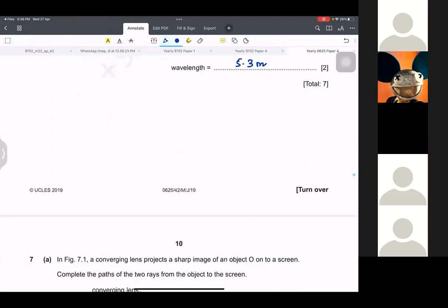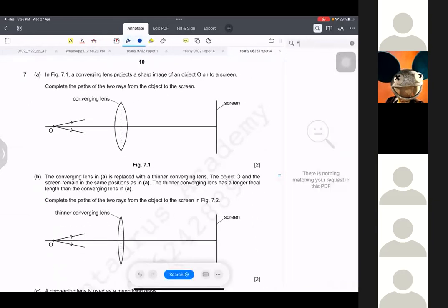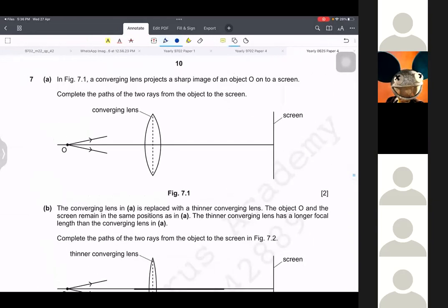Okay. And then the converging lens: complete the path of rays from the object. Now, how do you complete it, right? The ray that goes here. This is a converging lens, by the way, if you've forgotten. So you will take your ruler, make a straight line like this. And then this ray also goes like this straight line, exactly like this, okay?